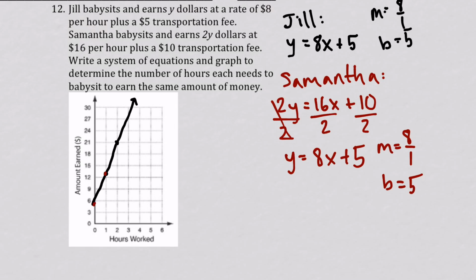For Samantha, I begin at 5, same point as Jill, and I go up 8 over 1, same thing as Jill. So look at that. What happens when that happens is that I'm going to get the exact same line, right? It's the same line on top of each other. These lines are identical, they coincide. Therefore this has infinitely many solutions.